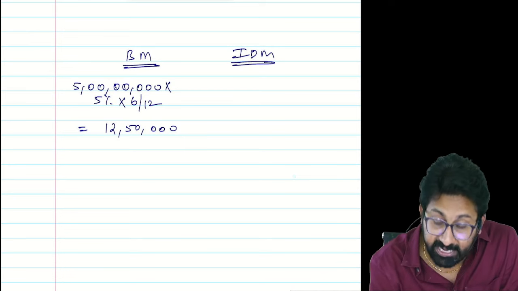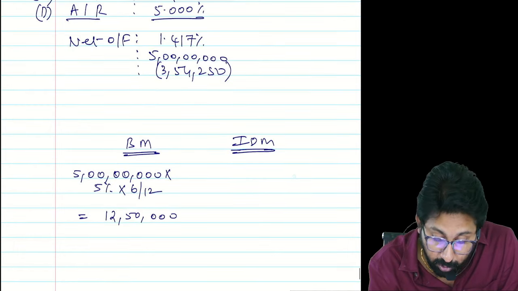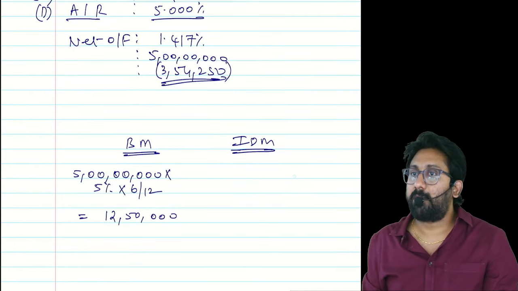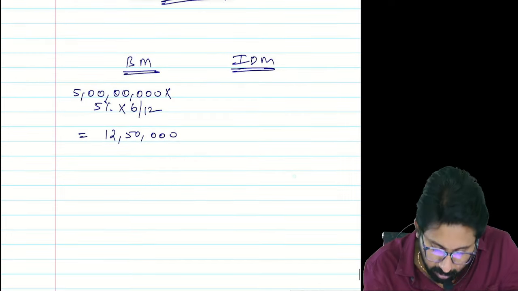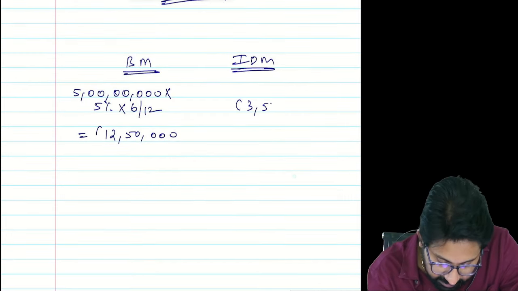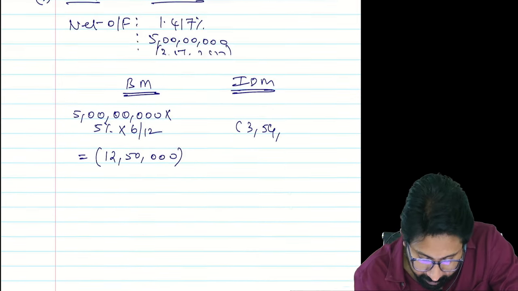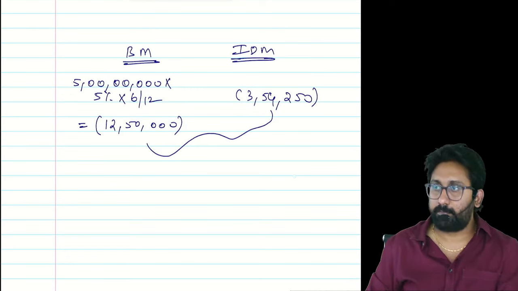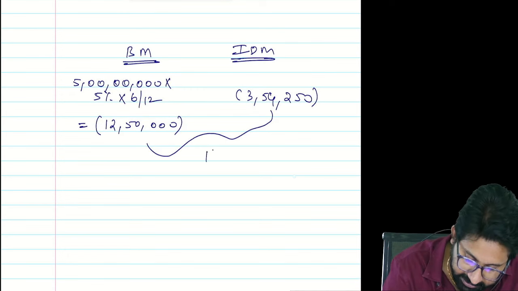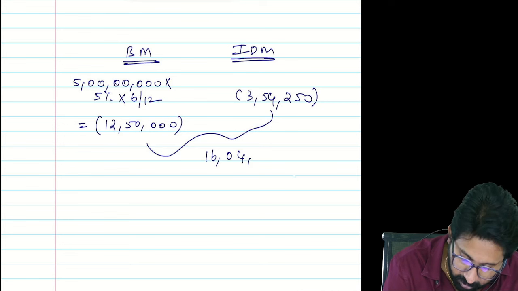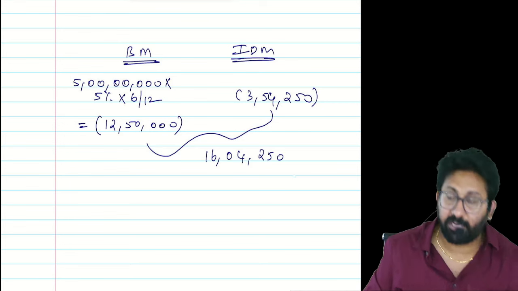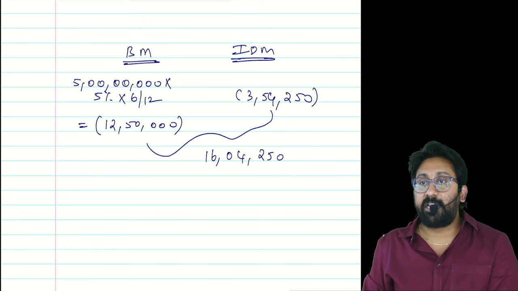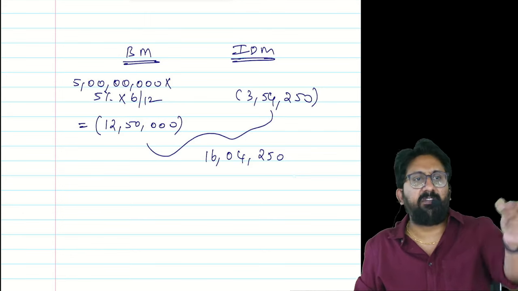Second, in the interest derivative market, you lost this amount. Correct or not? How much amount did you lose? 3 lakh. This is one outflow. 54,250. Total of both of them: 16 lakh 4,250. What is my net outflow? 16 lakh 4,250.